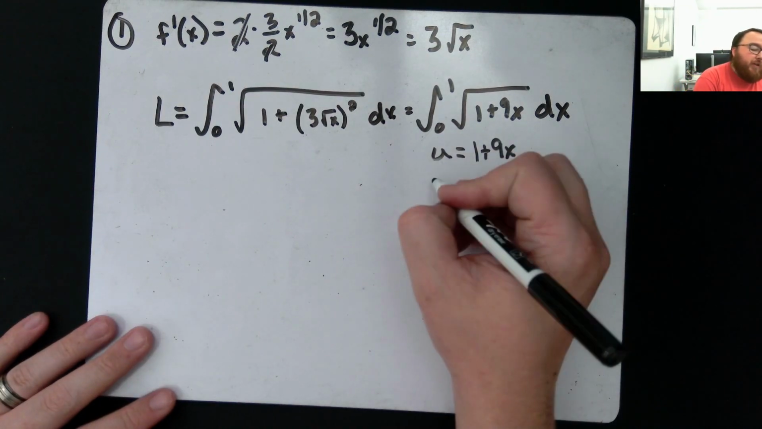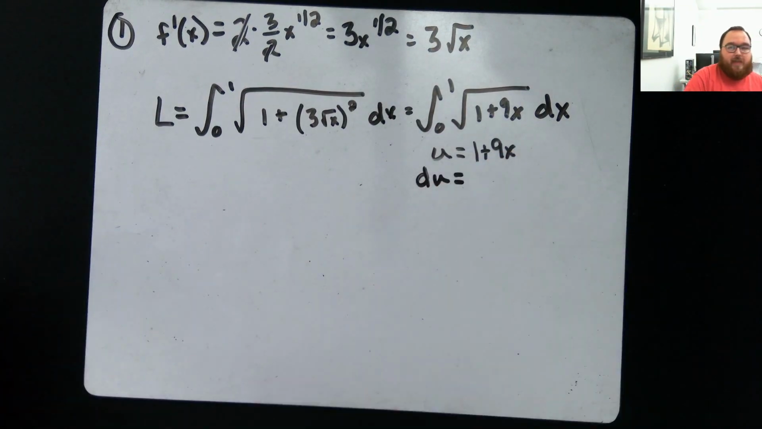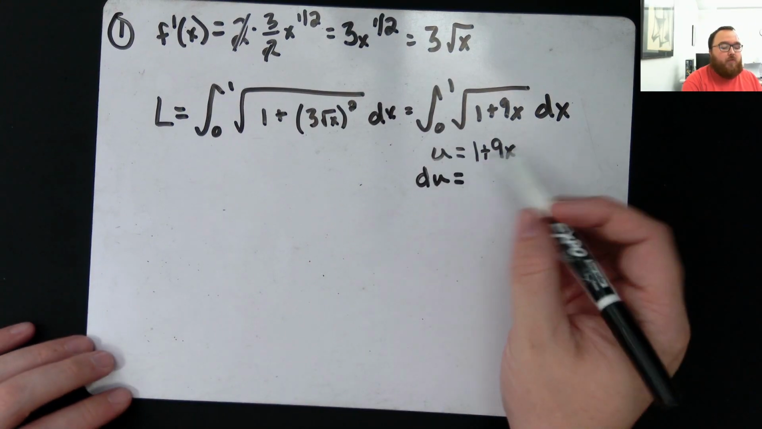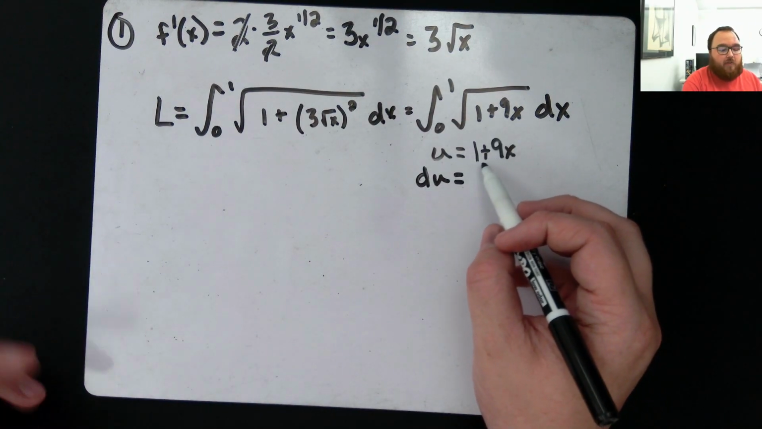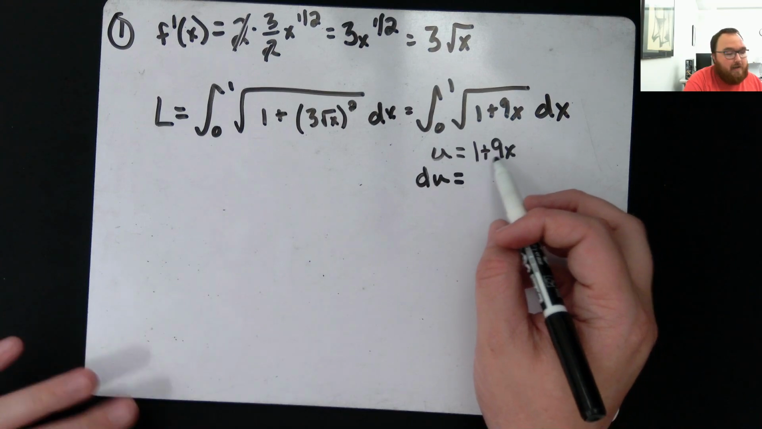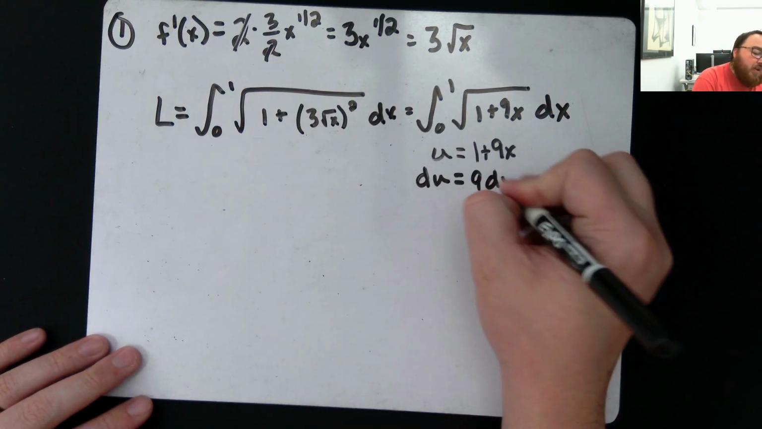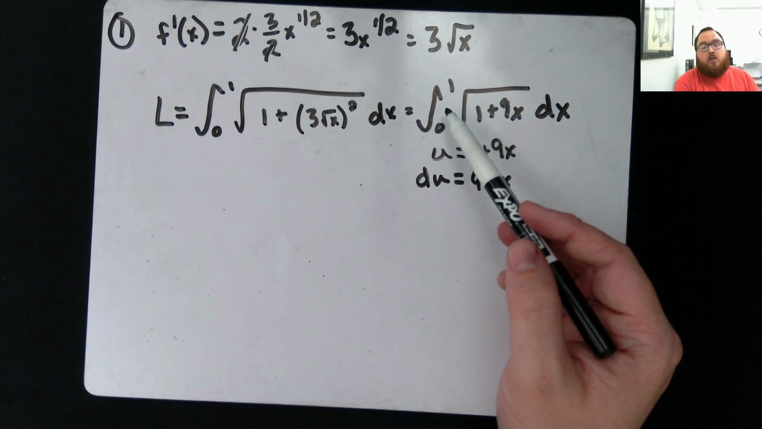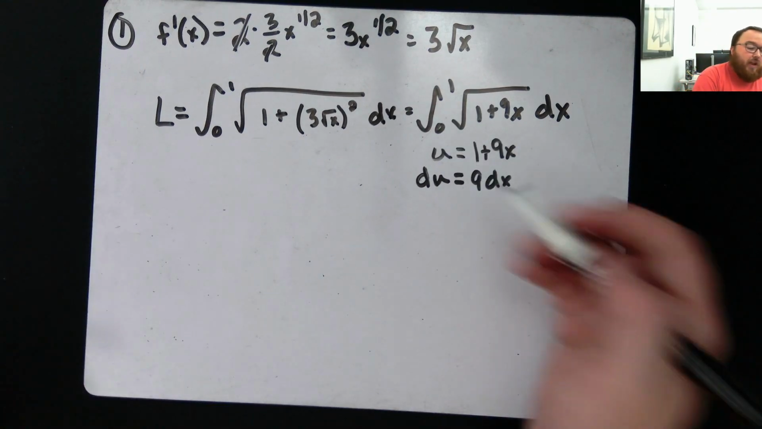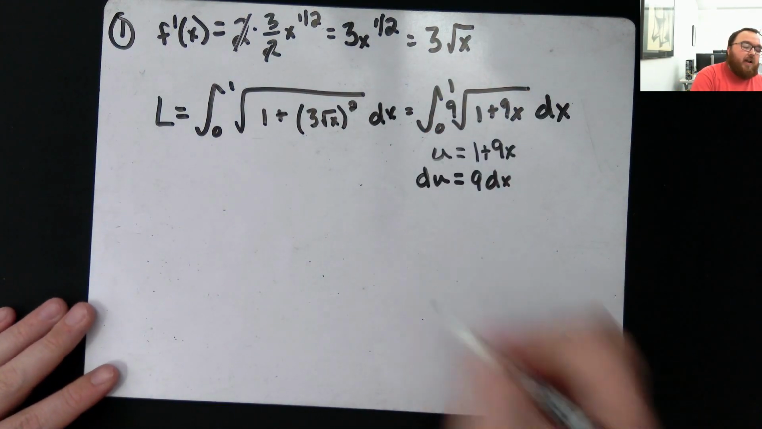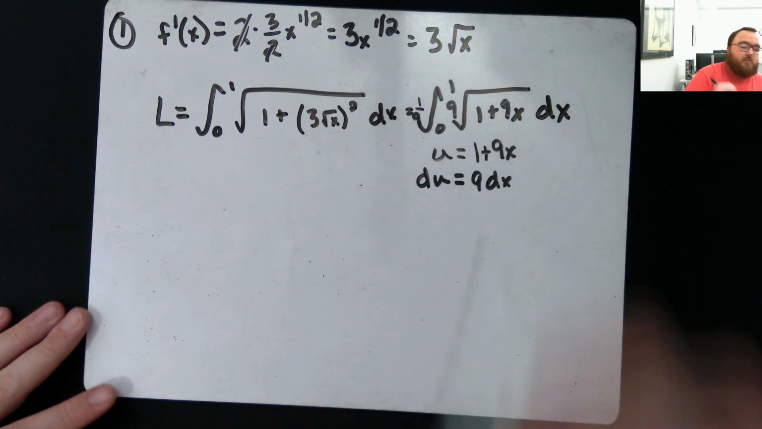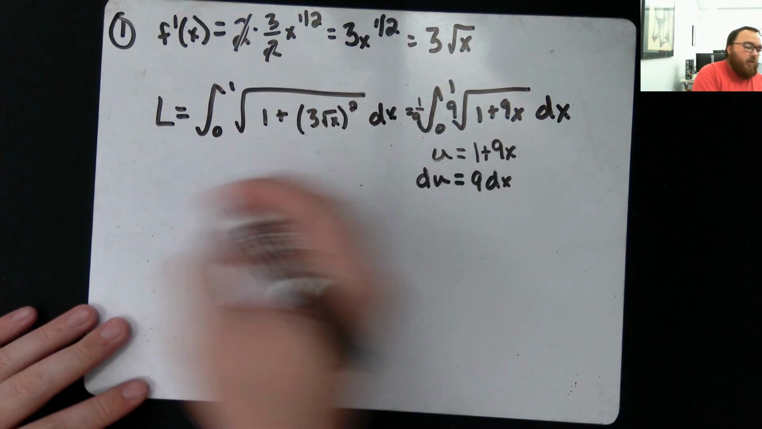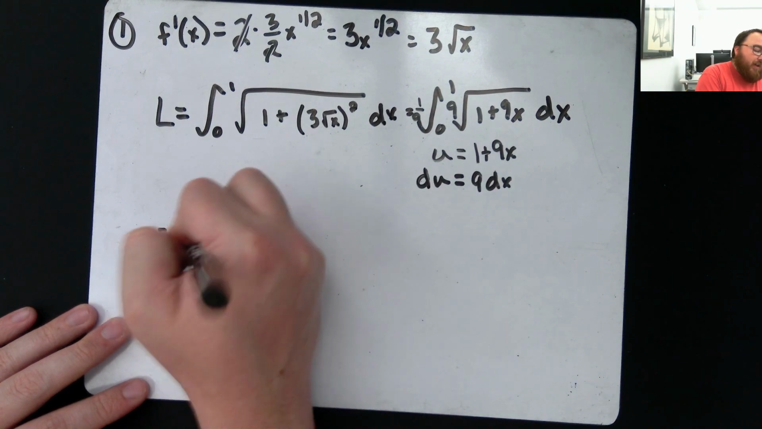But I have to make sure the derivative of that is there, right? So the derivative of u is just 9. The derivative of 1 plus 9x is just 9. So I have to make sure there's a 9 here. But there's not. But that's okay, because I can put a 9 there as long as I put a 1/9 out front. So this becomes 1/9 integral.